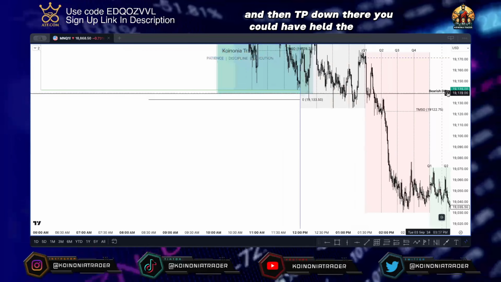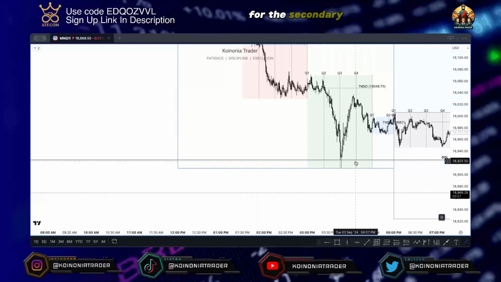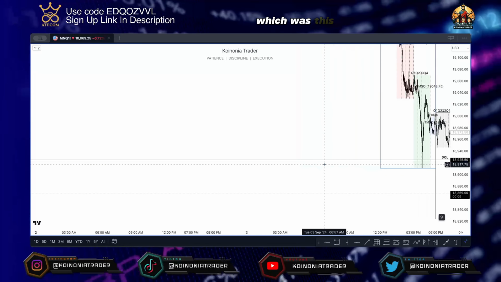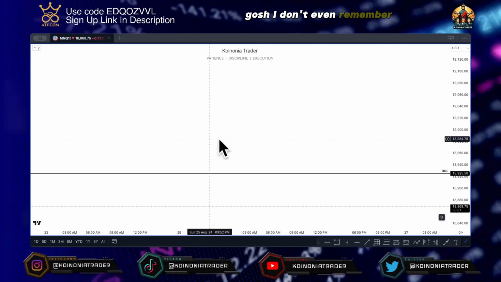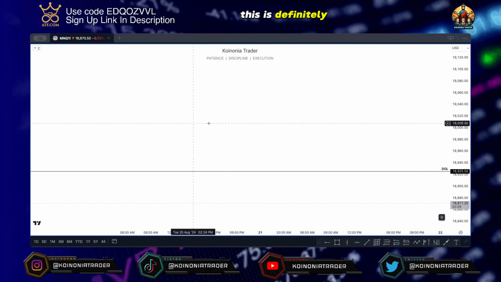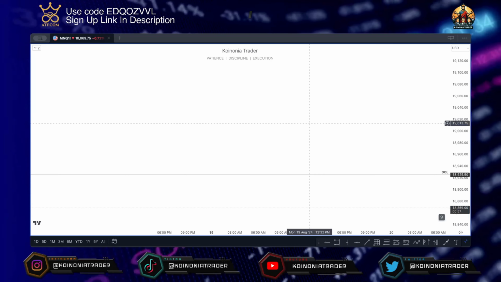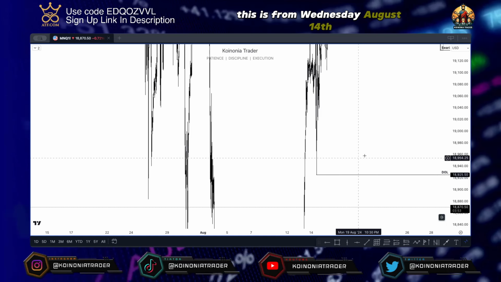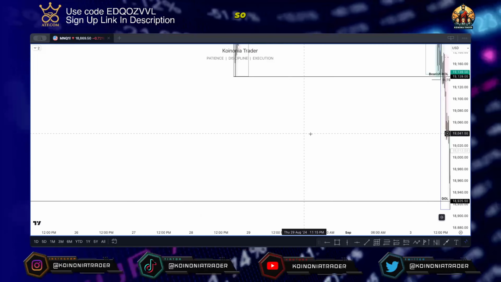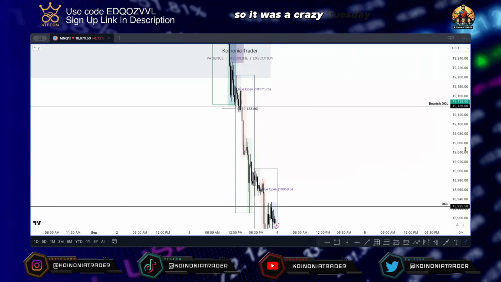You could have held a runner for the secondary draw on liquidity that we had, which was this low from, gosh, I don't even remember when. This is definitely from a while back. I have to look at the 15-minute chart. Yeah, this is from Wednesday, August 14th. So it was a crazy Tuesday.